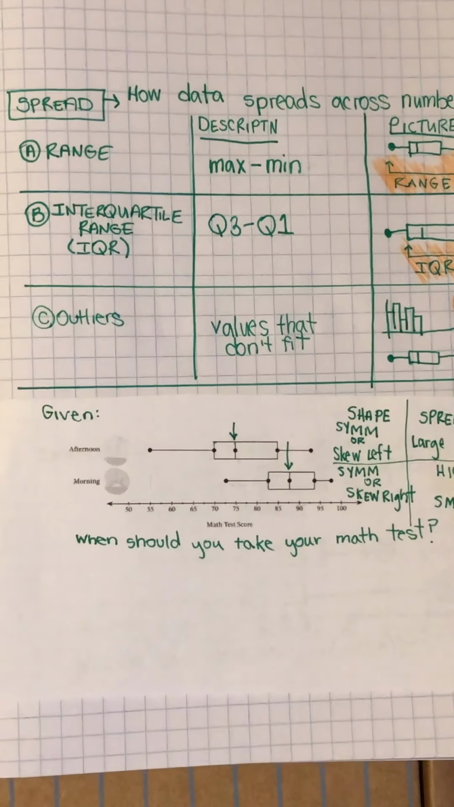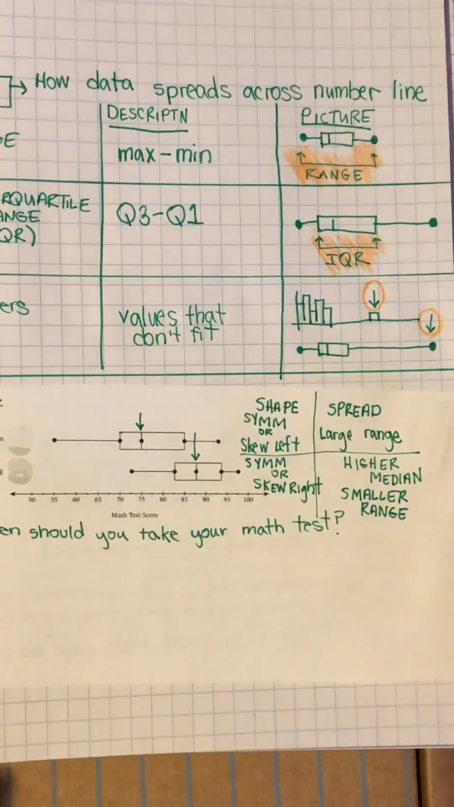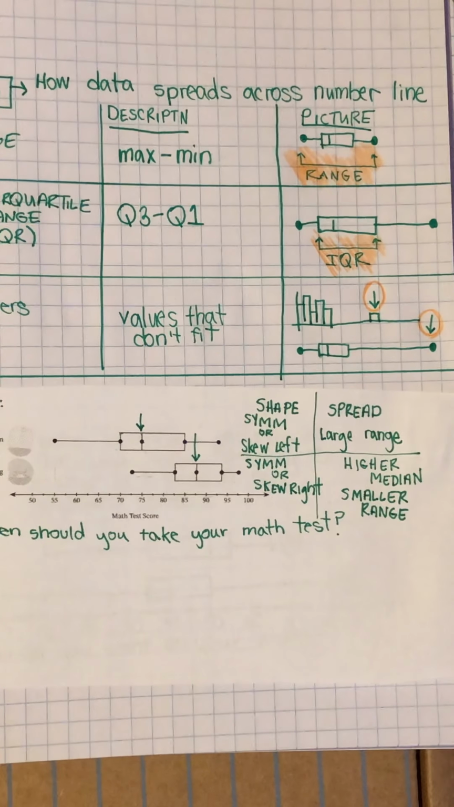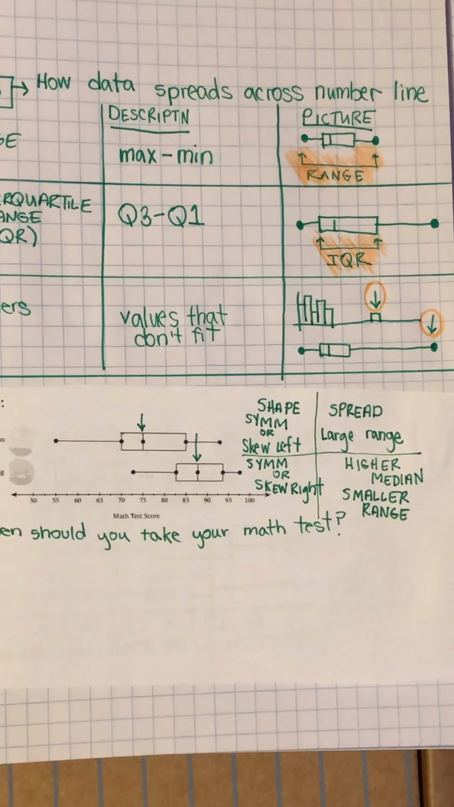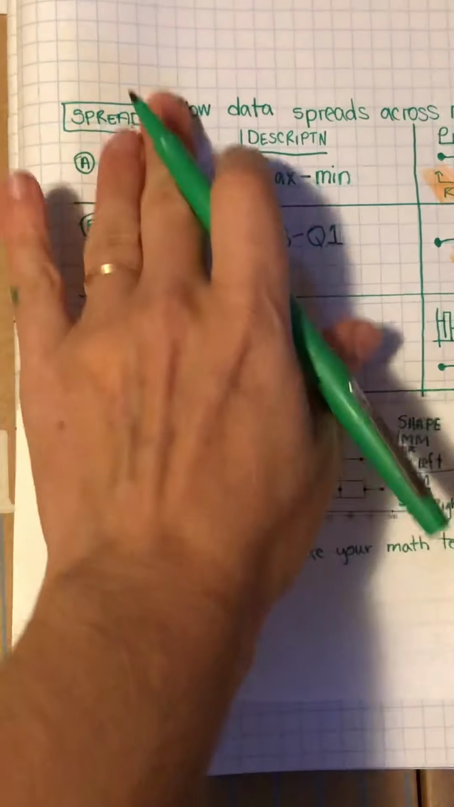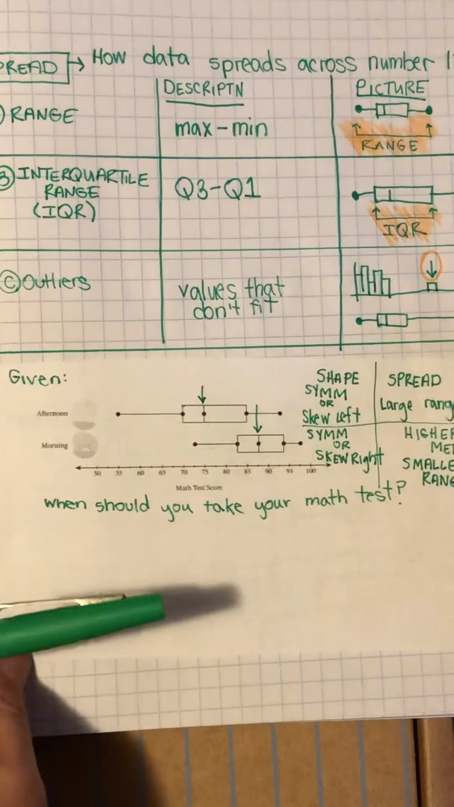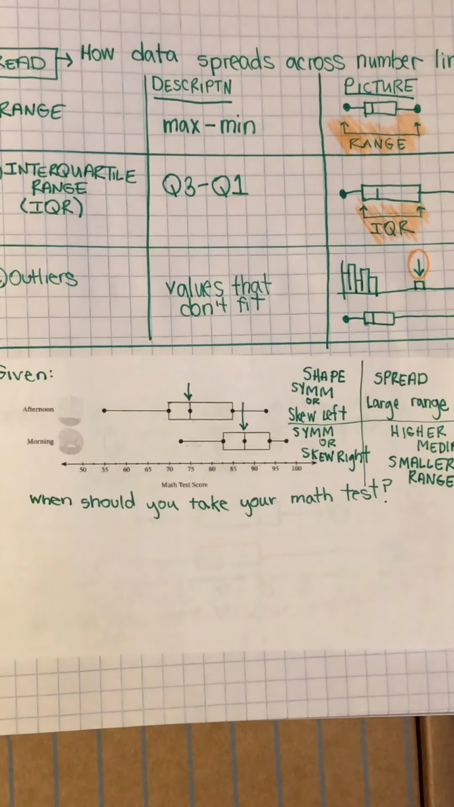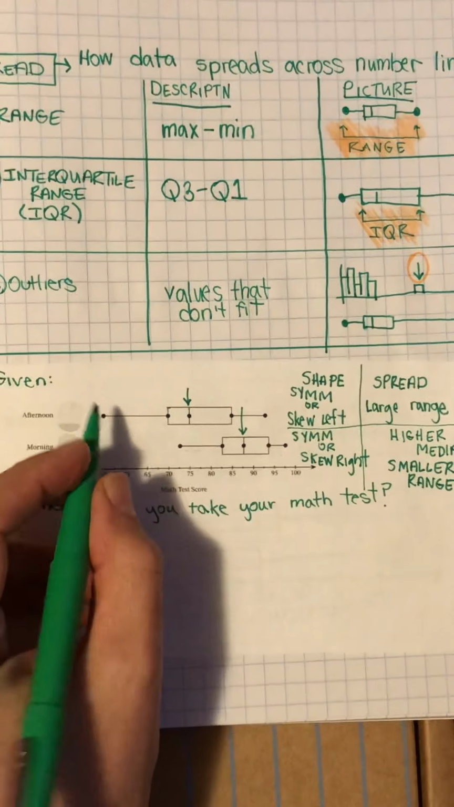So the question is, when should you take your math test? And again, oh, sorry about that. So again, your argument is what's important, not whether or not I agree with it. It's whether or not you're using the shape and the spread. So you're looking at these words here for spread and these words here for shape. Okay? And again, you can pause this and try for an answer and then look back. So I would say two sentences are pretty much what I'm looking for.